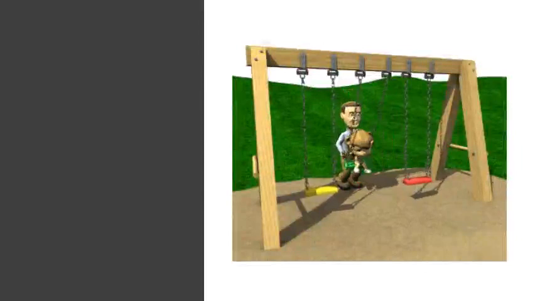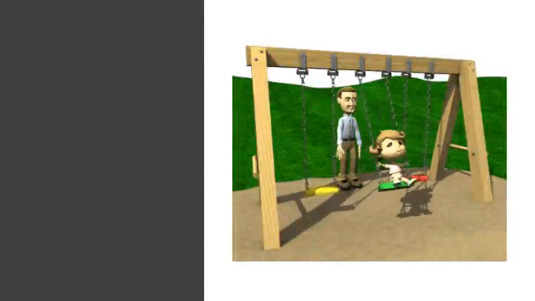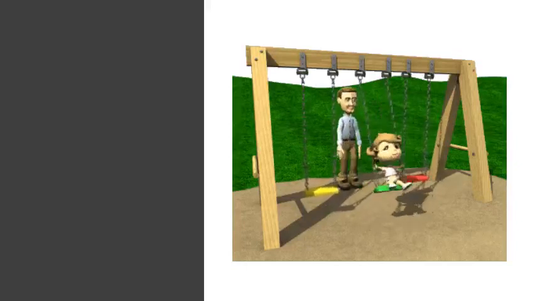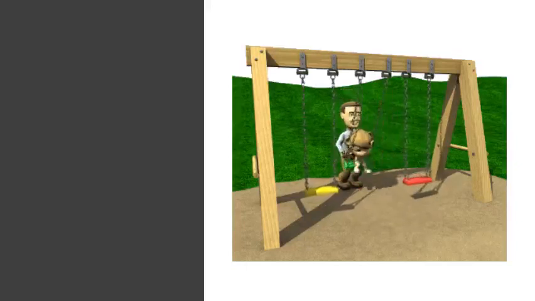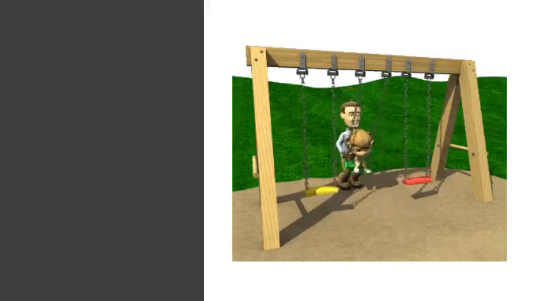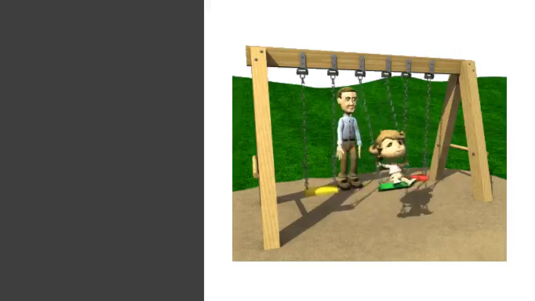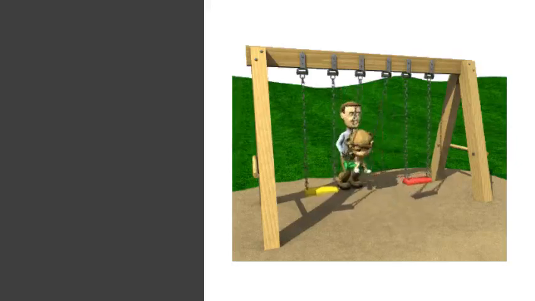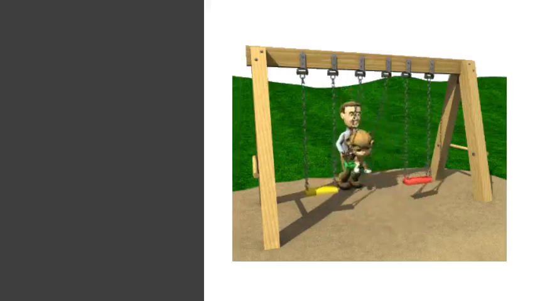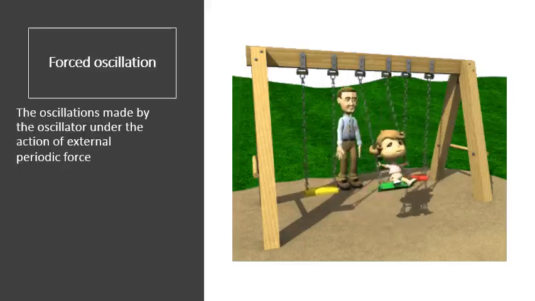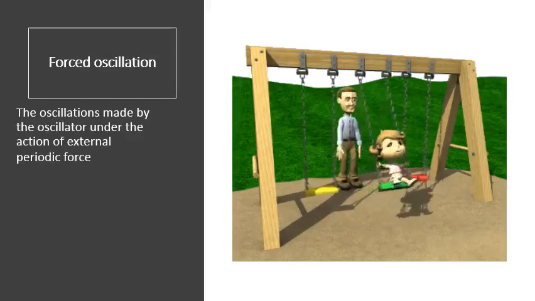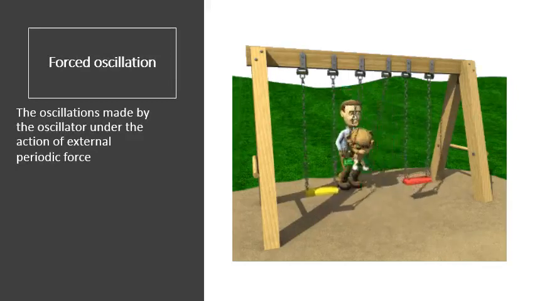In this video, let us discuss forced oscillation. Check the animation playing in this slide. When someone pushes the swing periodically, the swing does not reduce its oscillation. That is, under the influence of an external force, the oscillation is sustained. The oscillations made by the oscillator under the action of an external periodic force are called forced oscillation.